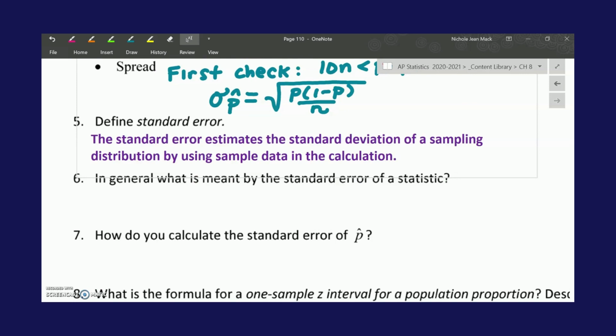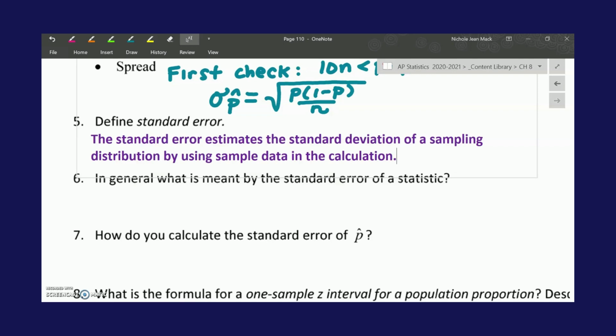So in general, it means the standard deviation for the sampling distribution, but you're going to need to use the sample data to estimate, since we don't know the true parameter. I kind of feel like my explanation in 5 is similar to 6. So I'm just going to leave it at that instead of bogging you down with too much writing. I really just want you to know that the standard error of a statistic is you're using sample data to make a prediction about your standard deviation of a population. Okay?